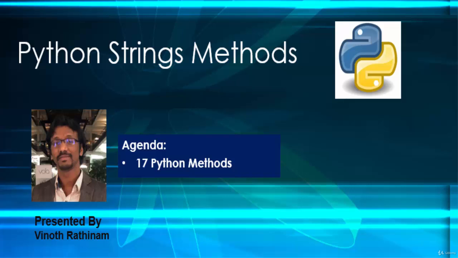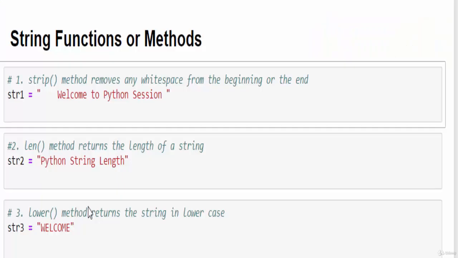In this video, we are going to learn about string methods or functions. We have almost 40 methods for string data type, but we are going to learn only 17 most used methods. First one, strip method, which removes any white space from the beginning or the end.